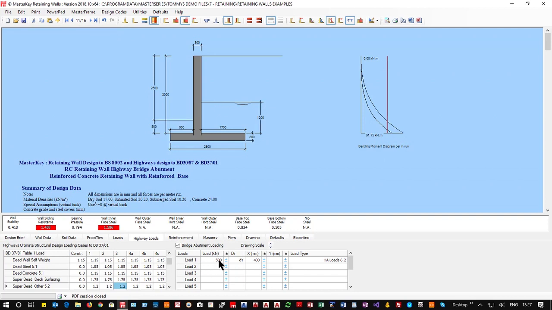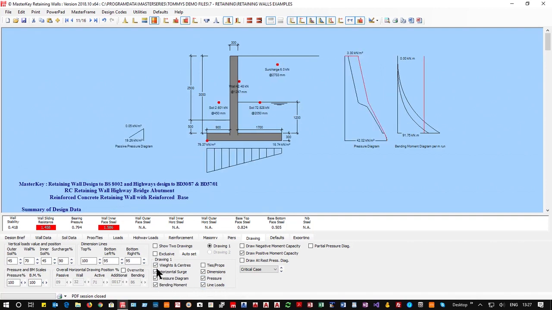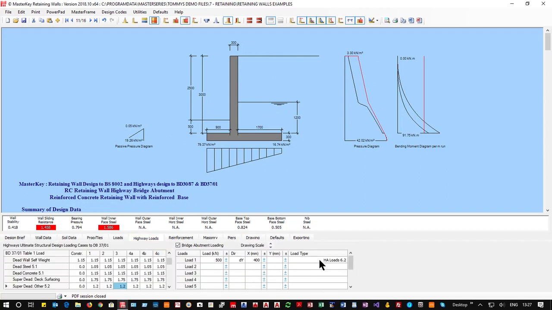So I'm saying I've got a 50-ton load, which is horizontally applied. And somebody isn't drawing his loads, so go to drawing and let's draw line loads. And we will see there we have our loading coming in. We don't need weight centers. Back to our highways, and we can see we've applied a 50 as an HA load. So we can classify them by their descriptions and use those to design these walls to the highway loading.